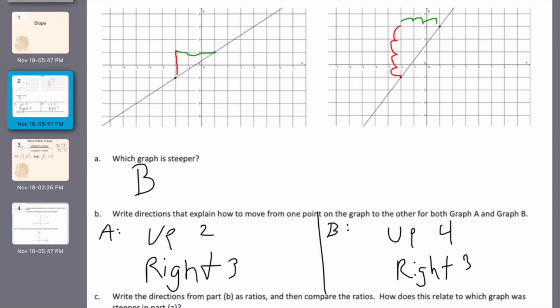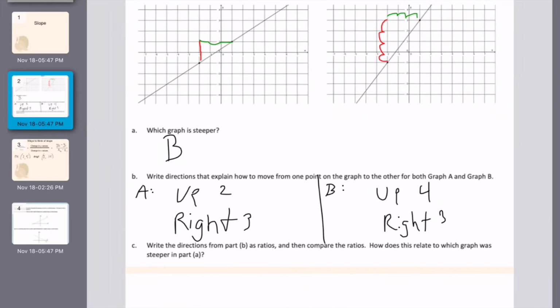And part C is asking us to write the directions from part B as ratios and then compare the ratios. How does this relate to which graph is steeper? So I'm going to zoom out a little bit so I have a little bit more room to write. But I can see if I do up over, I can write it as part A was 2 over 3 and part B was 4 over 3. And I know that 4/3 is greater than 2/3. So that in fact tells me that this lines up with which graph was steeper.